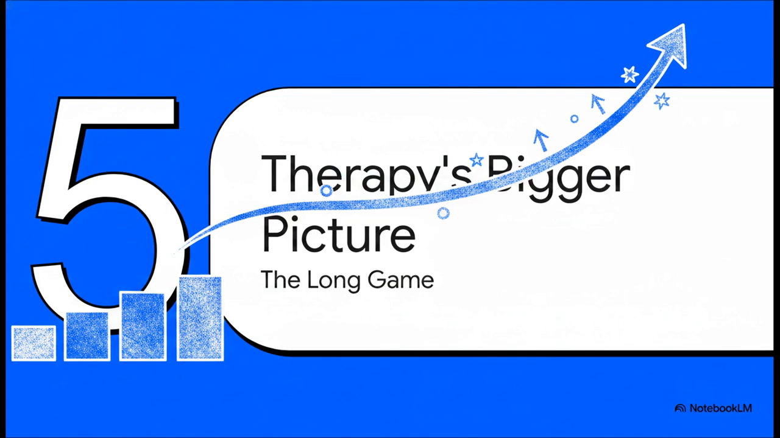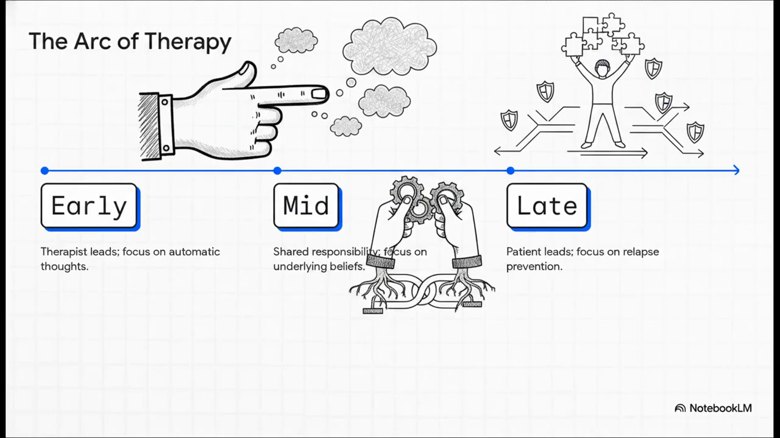Okay, so let's zoom out for a minute. This detailed session structure we've been talking about isn't just a one-time thing. It's the repeating building block that, piece by piece, creates the entire arc of therapy over time. This timeline just illustrates that arc perfectly. You see, in the early sessions, the therapist takes the lead, really focusing on those automatic thoughts. Then, in mid-therapy, it becomes a much more shared responsibility as we start to dig into some of the underlying beliefs. And by the end, the patient is the one leading, focusing on the skills they'll need for relapse prevention long after they leave our office. It's a beautiful, gradual transfer of skills and responsibility.